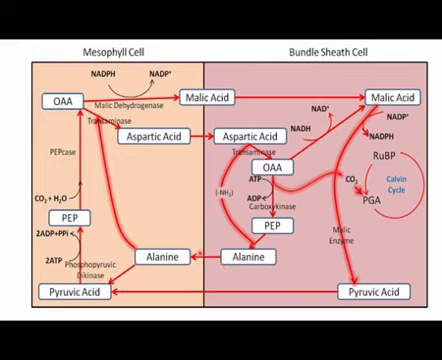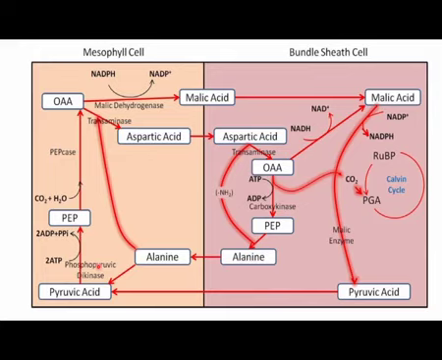The alanine is transported back to the mesophyll cell, and the pyruvate produced from the malic acid is then phosphorylated to form the phosphoenol pyruvate. So, there are two rounds of phosphorylation, in which ATP is used, and pyrophosphate is released, and the phosphoenol pyruvate is formed. The enzyme used in this reaction is known as the pyruvate phosphate dikinase. This enzyme is actually a cold labile enzyme, and it does not work if the temperature is below 12 degrees.